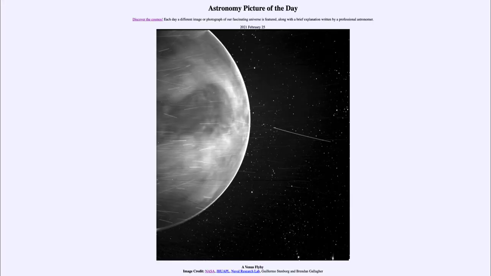One of the things that I like to do in each of my introductory astronomy classes is to begin the class with the astronomy picture of the day from the NASA website, that is apod.nasa.gov/apod. And today's picture for February the 25th of 2021, well, it is titled A Venus Flyby. So what do we see here?